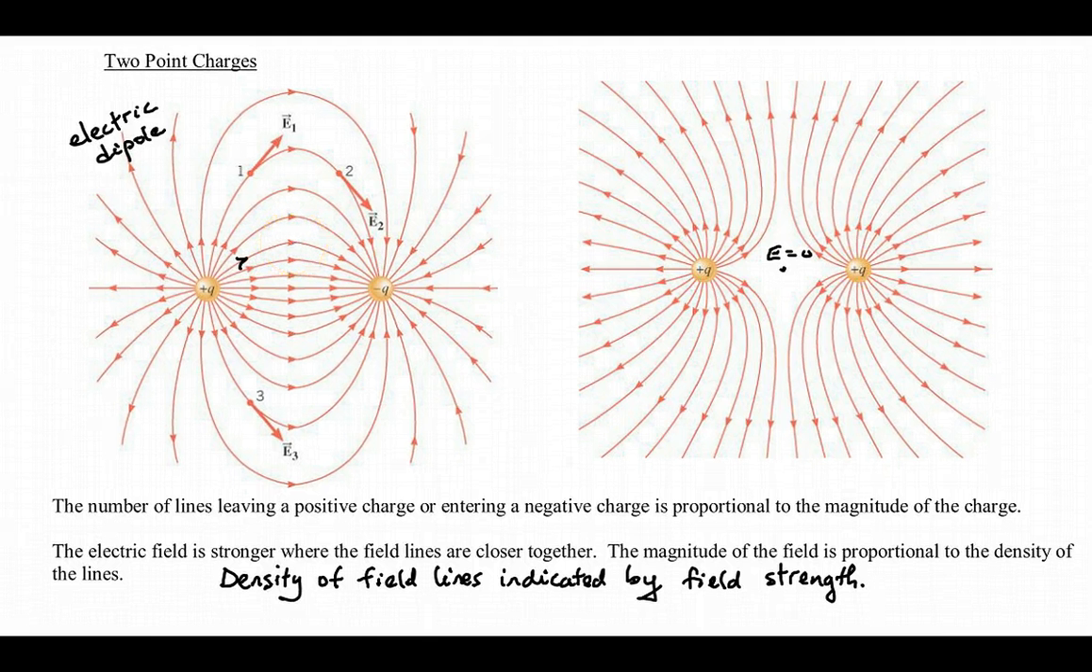And third, the electric field lines never cross. There is only one net electric field at each location in space. You can't have two, say, net forces per unit charge.